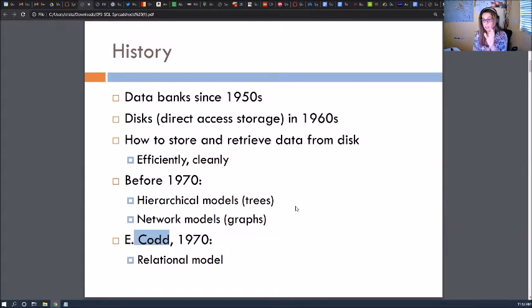So the relational model came very much on the heels of direct access storage technology, where you can jump around. And so it's based on something that's very mathematical. Again, this comes from functional programming. It's not actually, it's more generic than functional programming, as you will see.